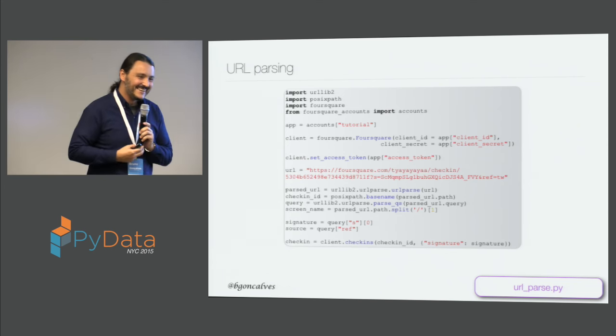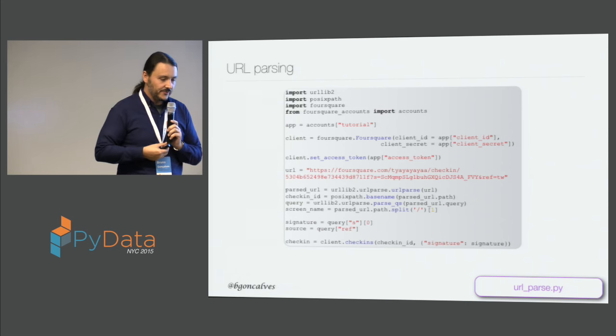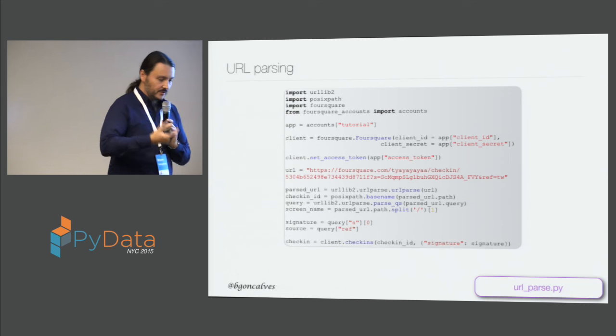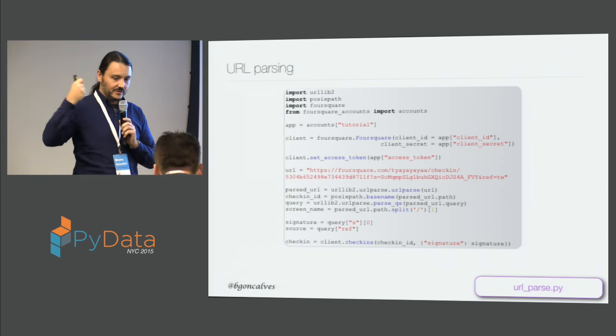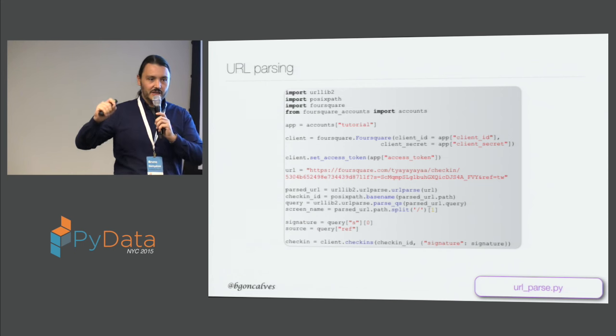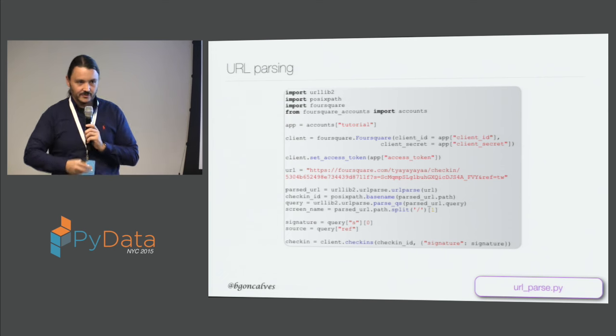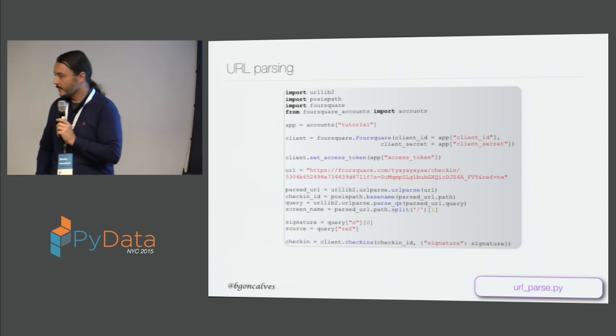Yes? Wait, so these signatures are not based on the app ID that's accessing it? No, this token is basically a token that's generated by the user when they check into a place and say, okay, I'm allowing anyone that has this token to see this check-in, right? They're not connected to you in any way.